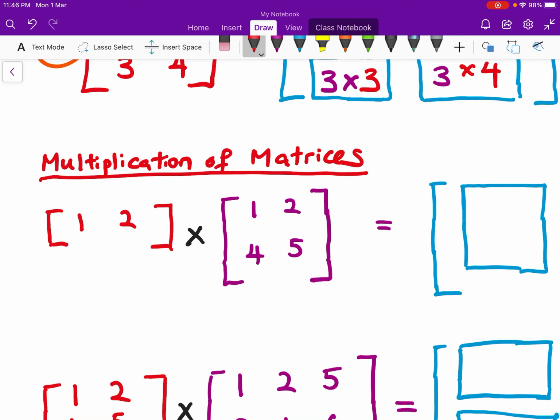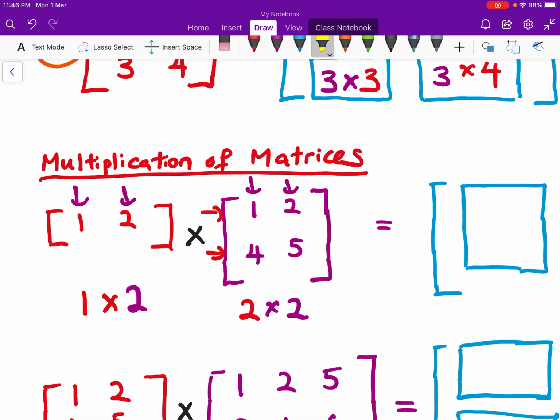For the multiplication of matrices, you don't need to have exactly the same order. If one matrix is 2 by 2, the other must also be 2 by 2 is not required. What is required is this. For the first matrix, we have one column and 2 rows, so I just write 1 by 2. For the second matrix, there are 2 columns and 2 rows, so 2 by 2. You can see the two matrices are not of the same order, but they are able to multiply. But how?